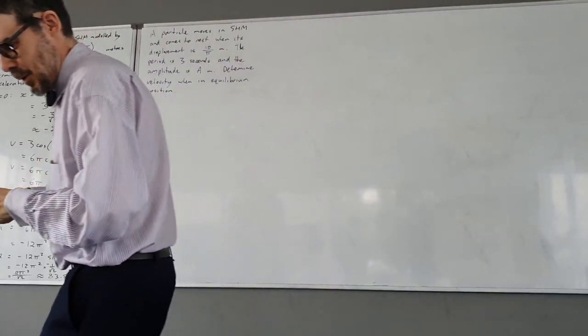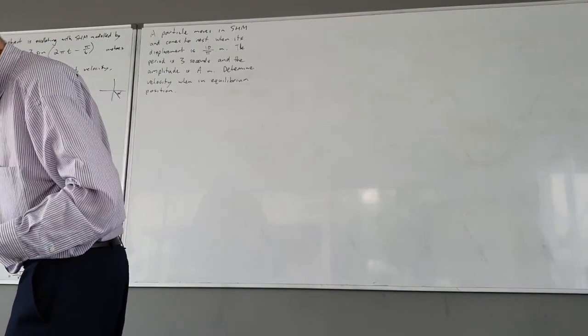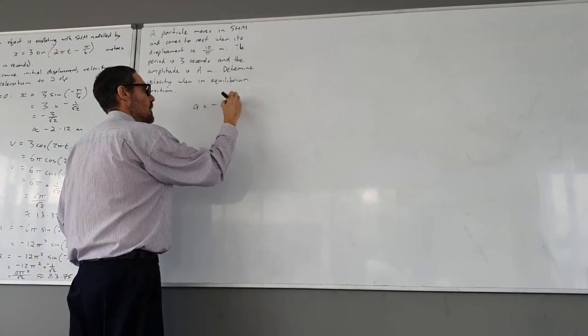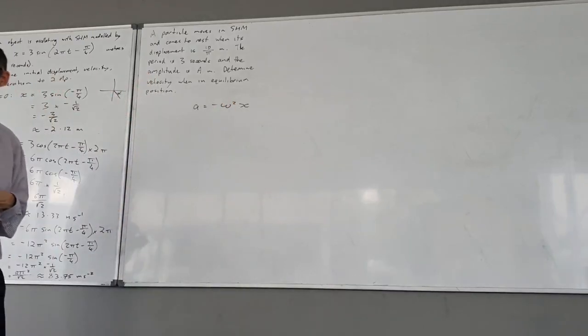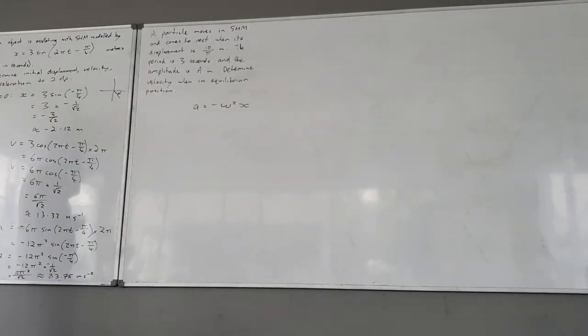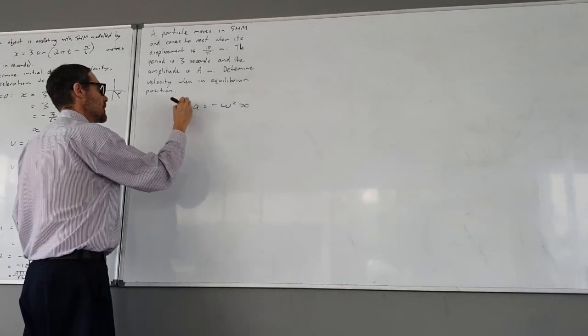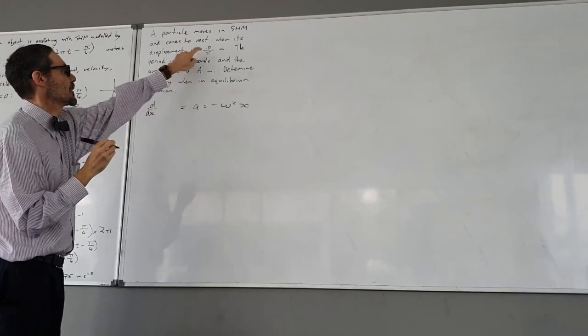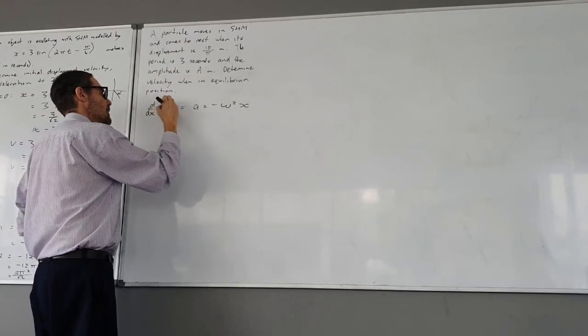Well, what do we know? We know that acceleration is negative omega squared x. But we also know, from the next line on the formula sheet, that acceleration is also the derivative with respect to displacement of half v squared.